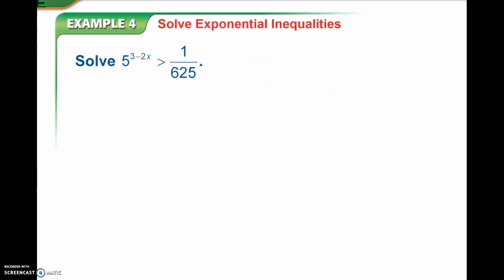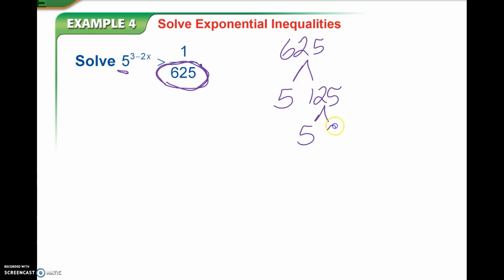So here, a little bit different. I know I want to get this to 5 to some power because this base is 5. But it's a fraction, so that kind of scares us a little bit. But don't let it. Remember, let's look at 625 first and see if that is 5 to a power. So 625, 5 goes in there, 125. 5 goes in there, 25, 5, and 5. So 625 is 5 to the 4th.